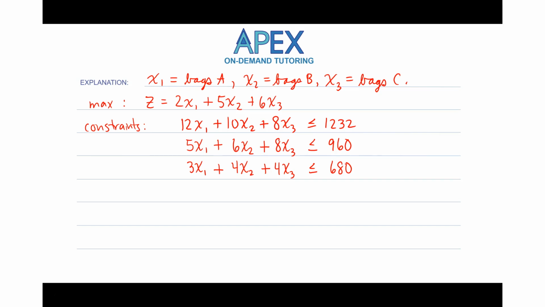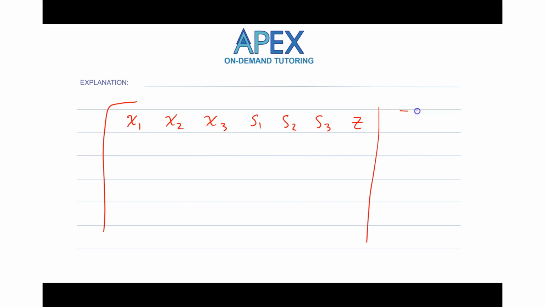Okay, so we're going to set this up and write the Tableau matrix again. And we'll set up our variables, x1, x2, and x3 for bags A, B, and C. And we need to have 3 slack variables, s1, s2, s3. And then we have z, and then our final column is for the coefficients.